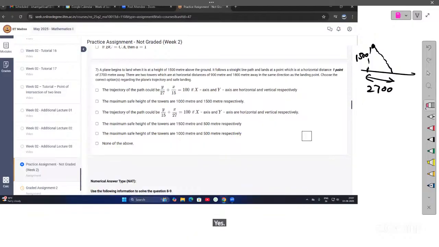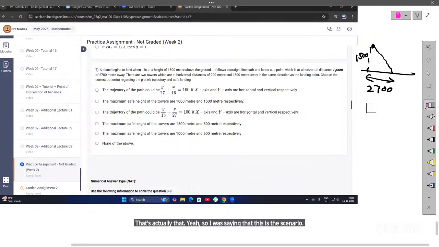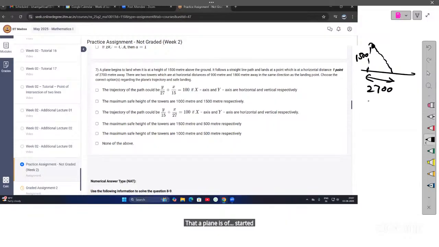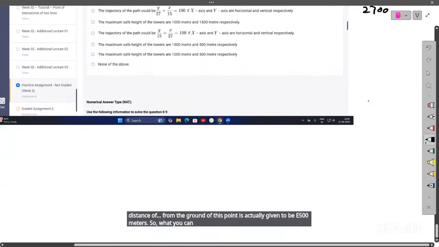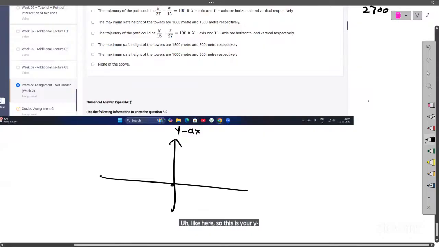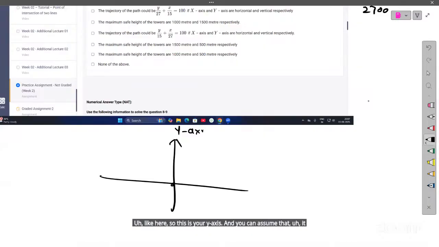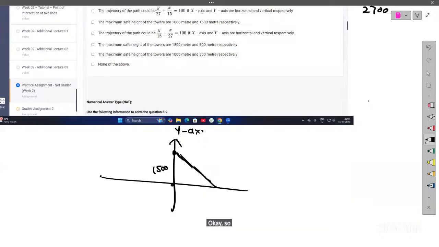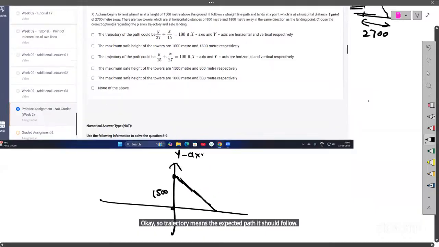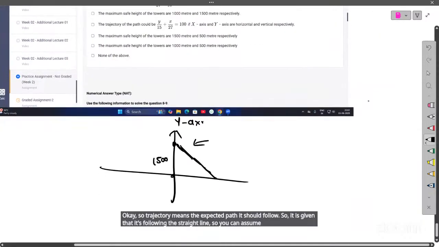So I was saying that this is the scenario: a plane started landing from this particular point A, and the distance of this point from the ground is given to be 500 meters. So you can consider the y-axis like here. You can assume that it starts landing from this point, which is at the height 500. You can assume that the trajectory of that plane is a straight line. Trajectory means the expected path it should follow. It is given that it's following a straight line, so you can assume that this is the trajectory.